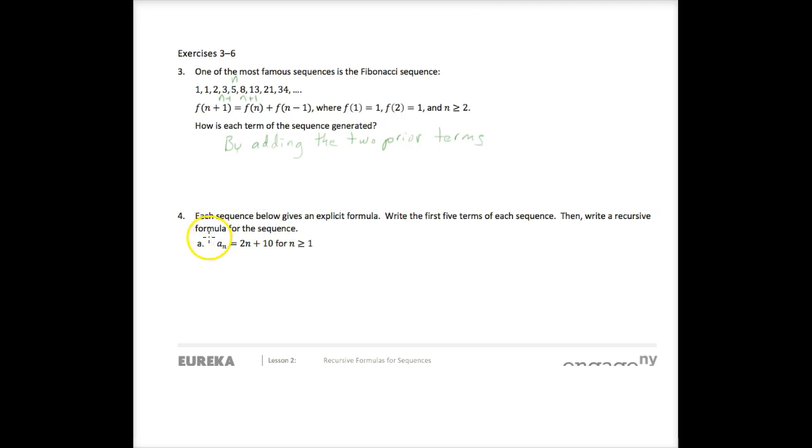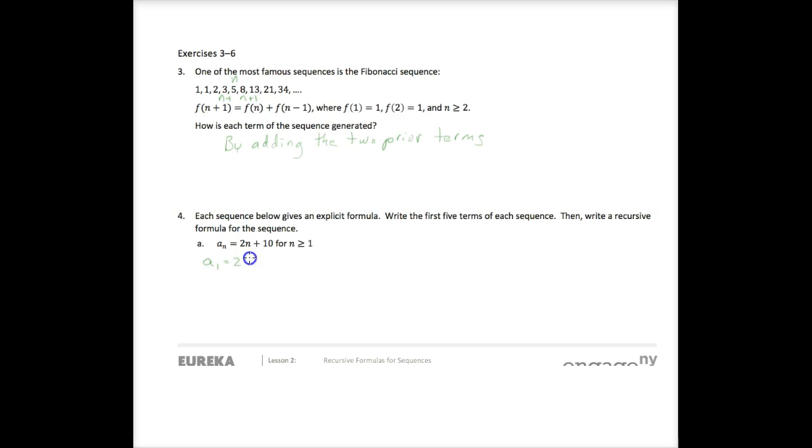Okay, each sequence below gives an explicit formula. Write the first 5 terms of each sequence. Then write a recursive formula for the sequence. So now we're going to go from a really quick way to find things to a hard way. I think what we'll do is we'll test this out.